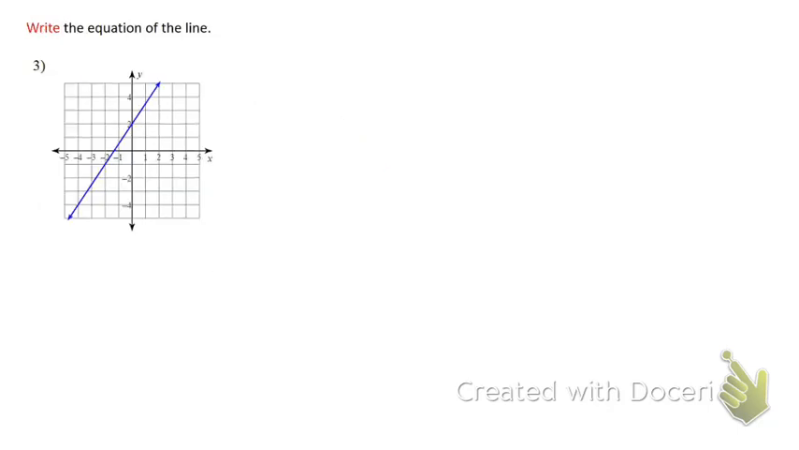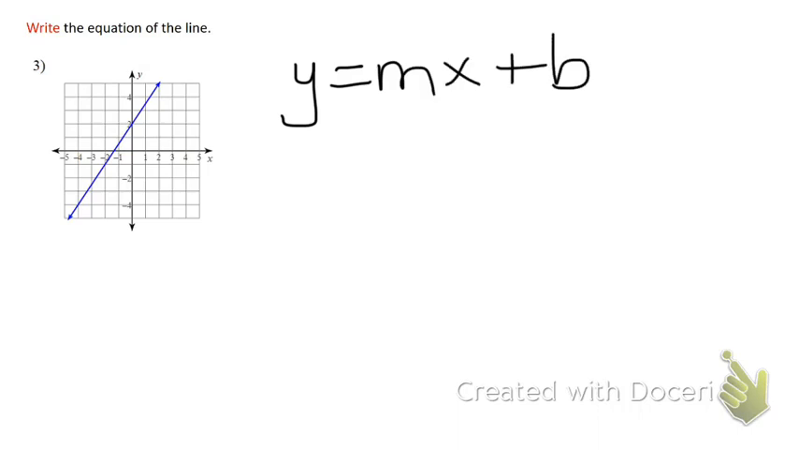Okay, for the next one, don't confuse this with what we did yesterday where we just said find the slope. This time they want us to write the equation of the line. Well, that just means we're going to write it in the form y equals mx plus b. And in order to do that, I need to know m and I need to know b. B is where it crosses the y-axis, which is right here at 2. So b is 2.